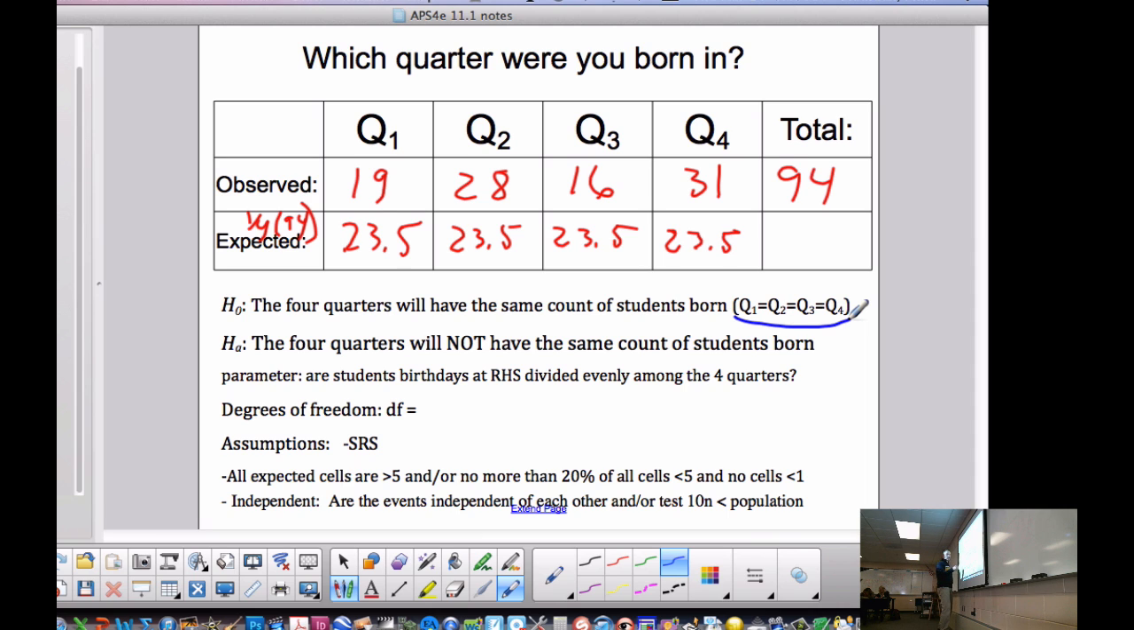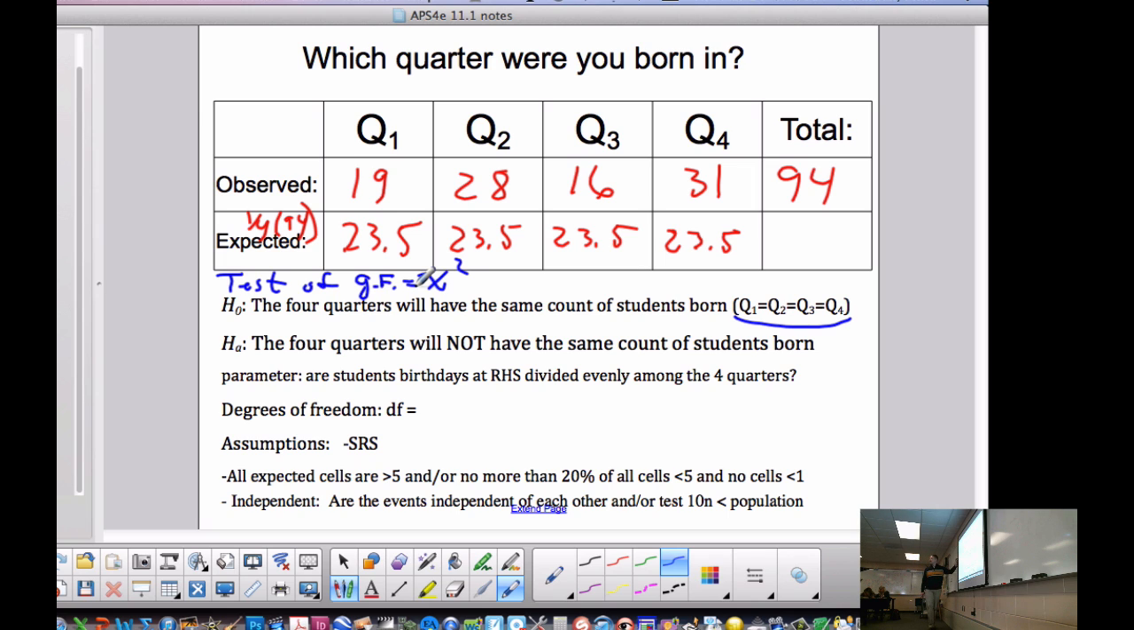So I should put in here, well, let's just write test of good fit. Chi-squared test of good fit. Somewhere in there we should name the test. The alternative is the 4 quarters will not have the same count of students born. That's kind of what I'm wondering. Parameter: are my students' birthdays at RHS divided evenly among the 4 quarters? So I'm specifically looking at students here at Rosemount.